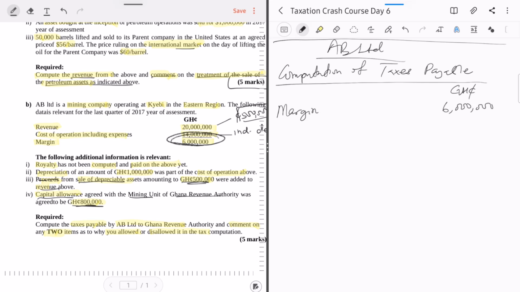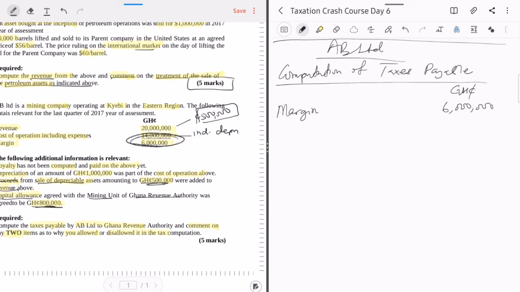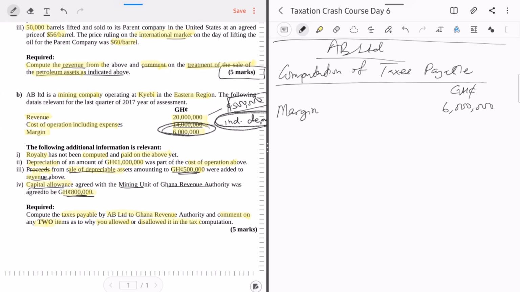Then as usual, they said what? This amount includes depreciation. What's the depreciation value? They said depreciation of 1 million was added. So we need to add back or disallow depreciation. So we add back our depreciation of 1 million, right?